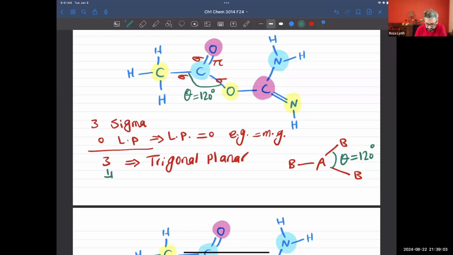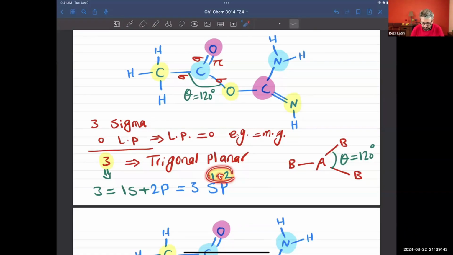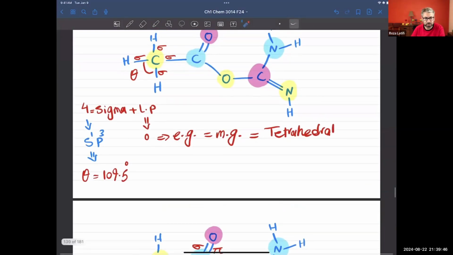How about the hybridization? You say I have 3 pairs. I'm going to use 1 from S, and I need 2 more orbitals, 2 from P, so we get 3 orbitals. Always S1. How many do we need to add to make it 3? We need 2 from P. Keep this in mind: when you add these 2 exponents, they need to equal sigma plus lone pair. So sigma plus lone pair is always equal to S plus P. If I go back, when I added 1 plus 3, that gave me 4. That's always solid, always.